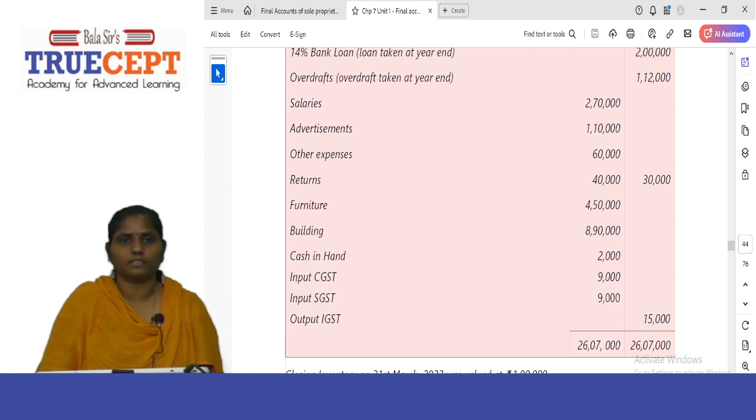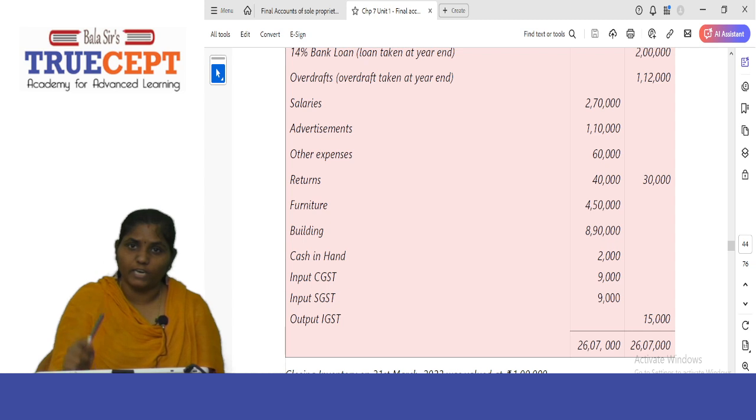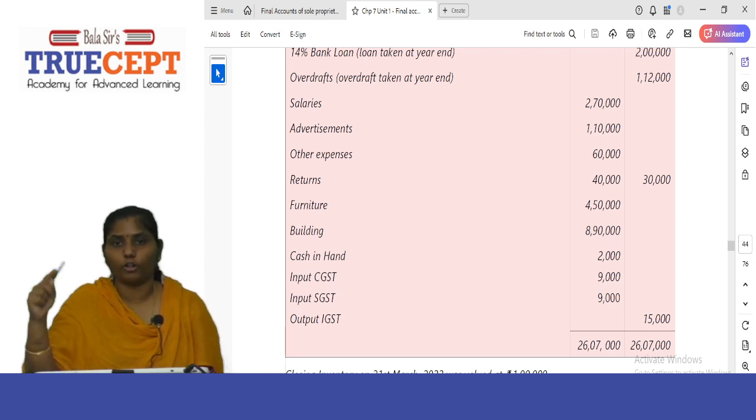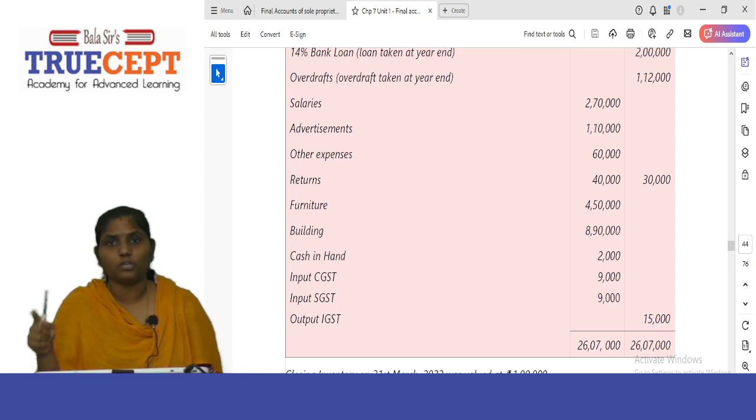Returns. What is that return they're talking about? Exactly. Return inward, return outward. Okay. So which is given on the debit side is your return inward. Sales return 40,000. Which is given on the credit side, 30,000, is your purchase return or return outward.